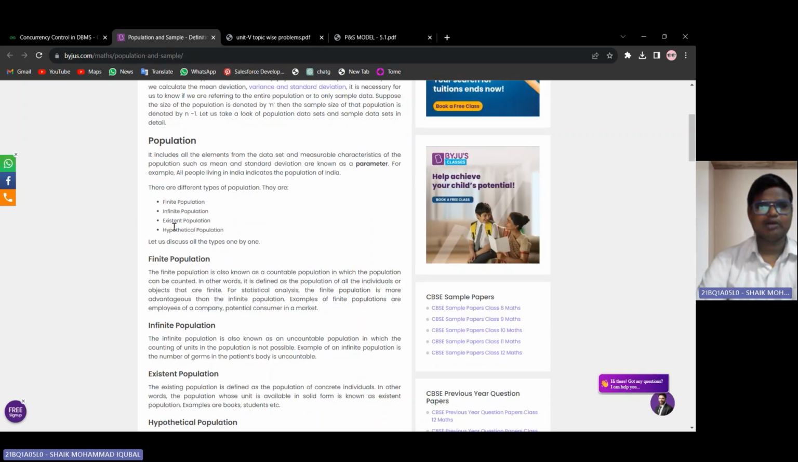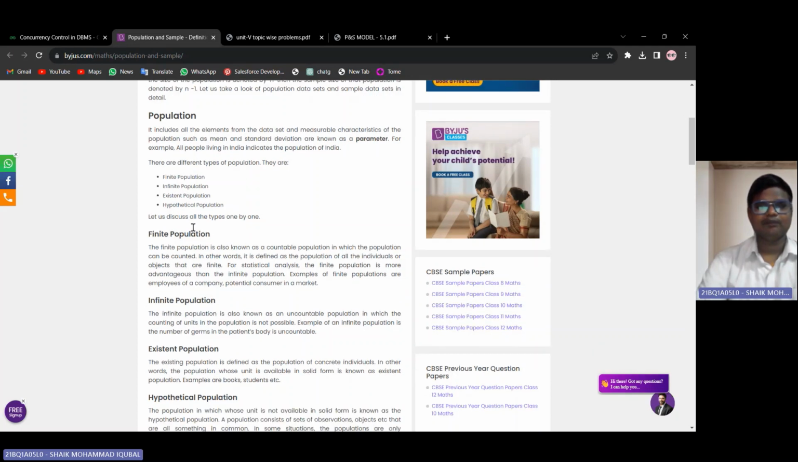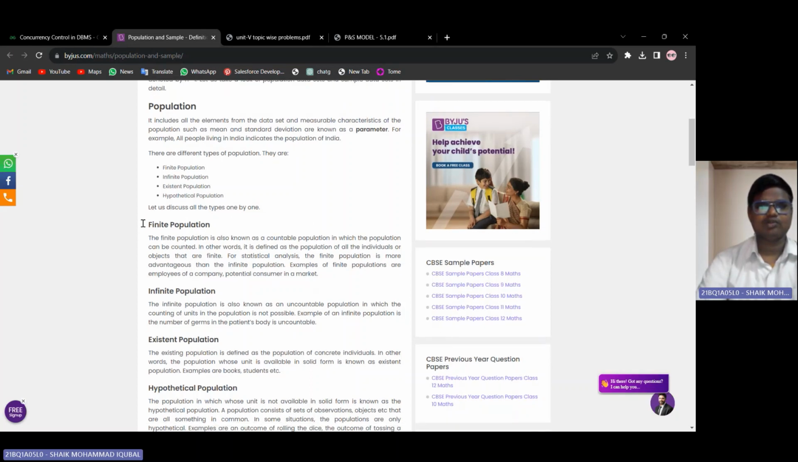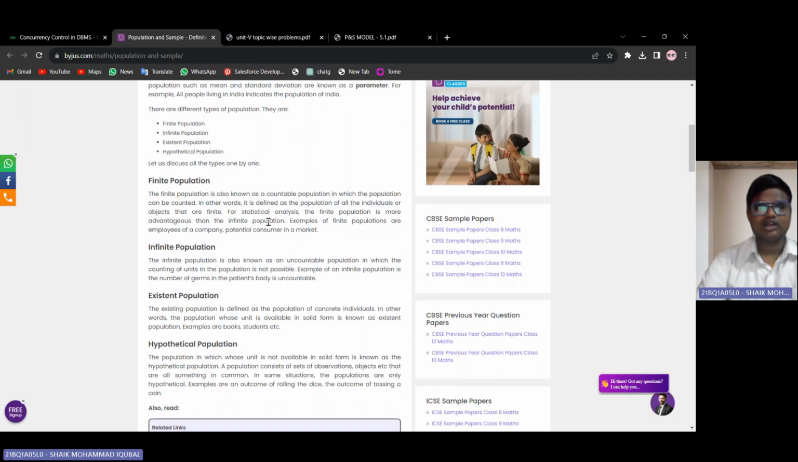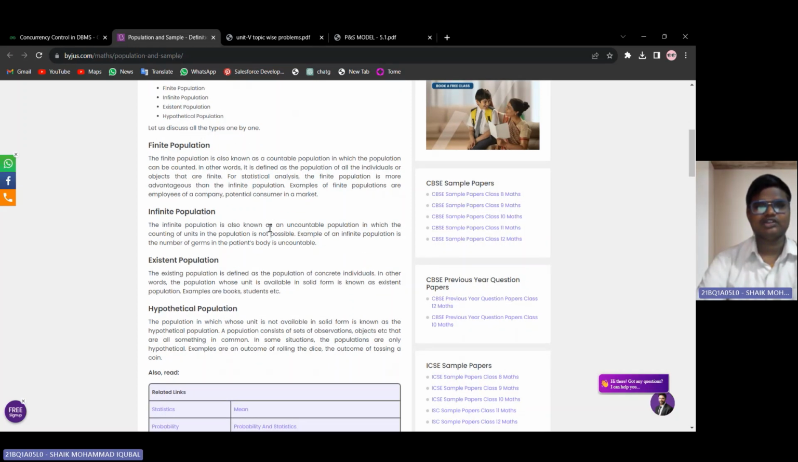Finite population. The finite population is also known as countable population, in which the population can be counted. In other words, it is defined as the population of all individuals or objects that are finite for statistical analysis. The finite population is more advantageous than the infinite population. Examples of finite populations are employees of a company, potential consumers in a market. Infinite population. The infinite population is also known as uncountable population, in which the counting of units in the population is not possible. An example of an infinite population is the number of germs in a patient's body, which is uncountable.